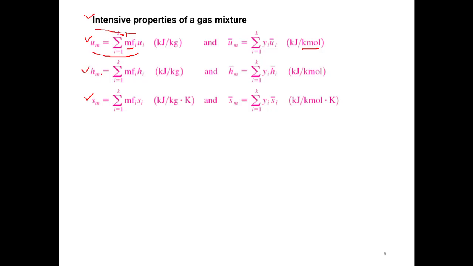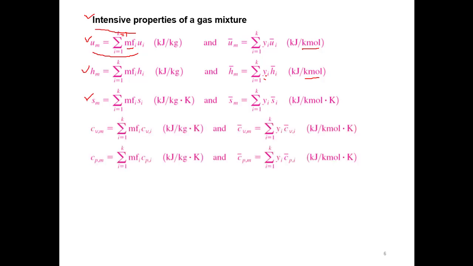The enthalpy of the mixture is equal to the sum of the product of mf_i and h_i. If that's available in kilomole, then you have to multiply with the mole fraction instead of the mass fraction. And we have other properties like the Cv and Cp. Again, the Cv of the mixture is equal to the sum of the product of mf_i and Cv_i, depending on the number of components. Let's say if there are two components, then mf1 Cv1 plus mf2 Cv2. So you have to add up that.